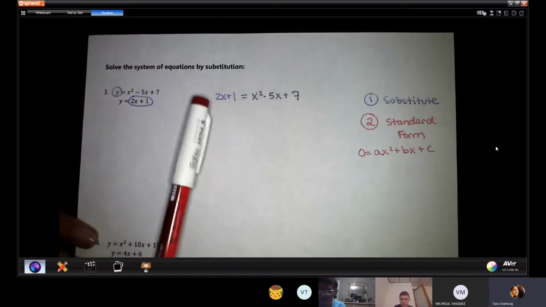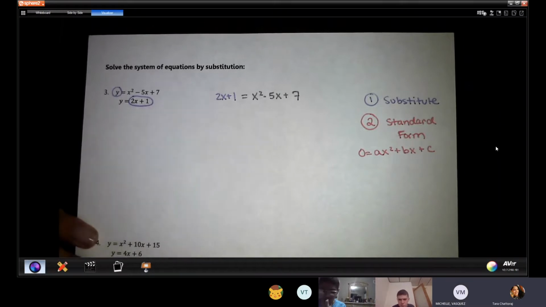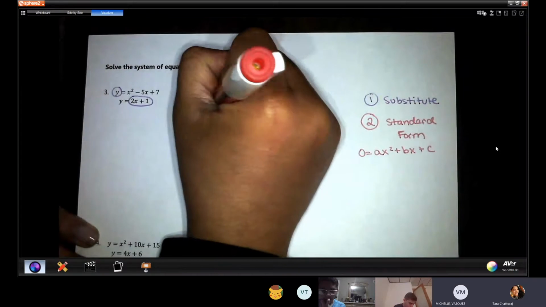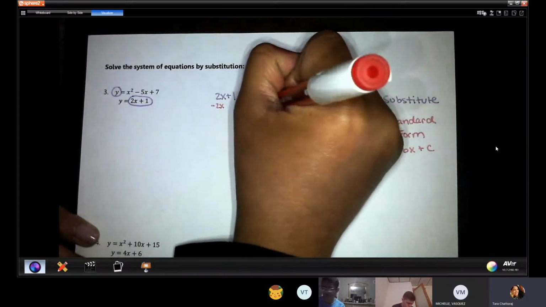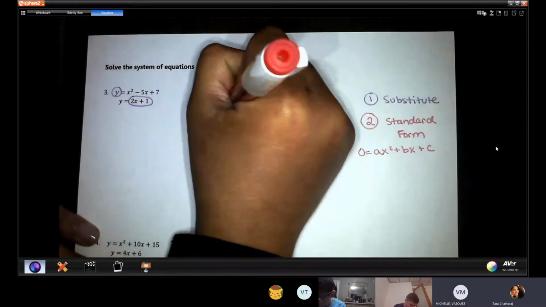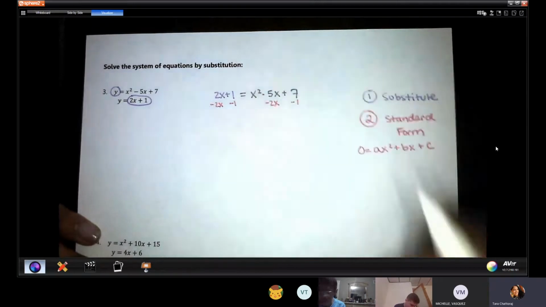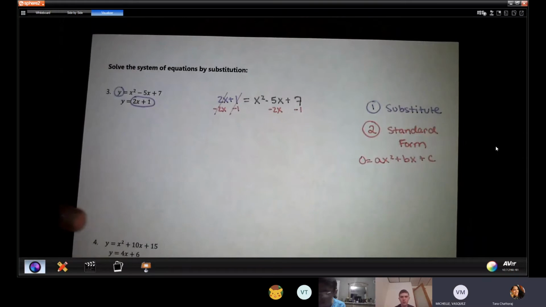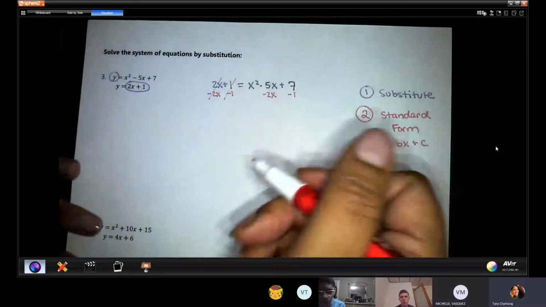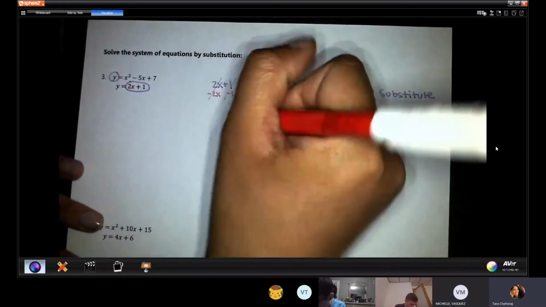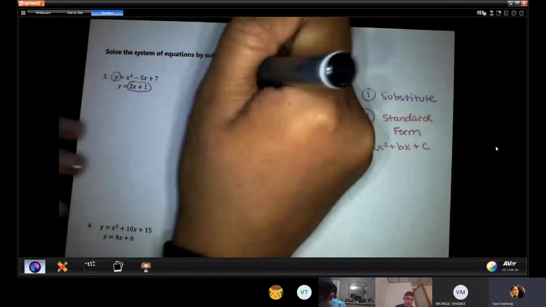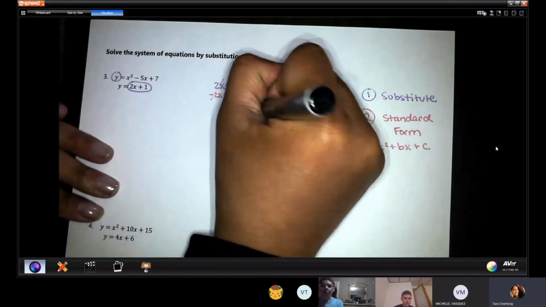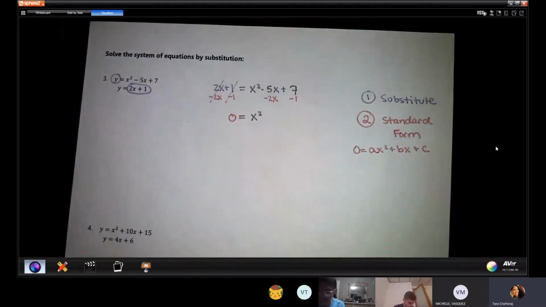So in order to do that, what would we do to move these over? Subtract 2x and 1. Exactly. When we subtract 2x, it's very similar to elimination, honestly, because you end up with what you would get if you eliminated. So we subtract these, we're left with 0, and then the x squared stays the same. When we subtract those two, what do we get?